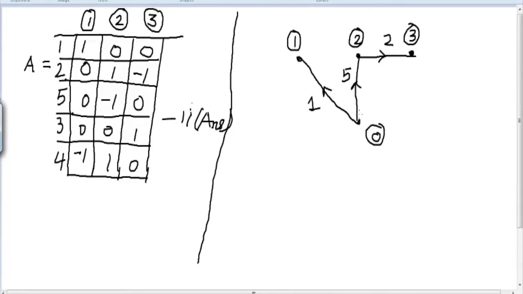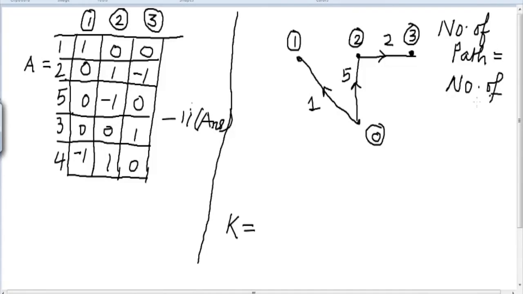With the help of this, we have to make our matrix K. We have already written this matrix K in one of our previous problems. So what is the K? K is the branch path incidence matrix. Here in this case, what will be the number of paths? Number of paths will be equal to number of branches. So this you have to remember. Number of paths will always be equal to number of branches.